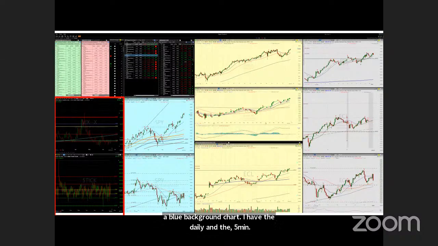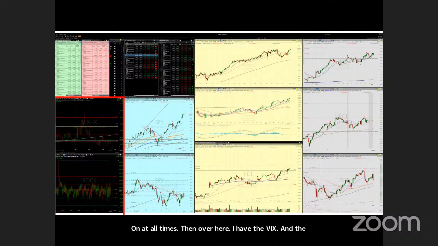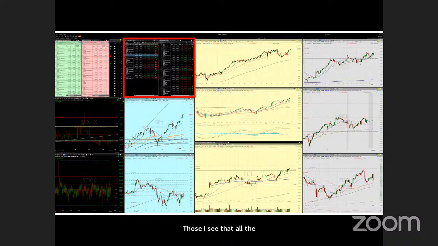Then over here, I have the VIX and the tick chart. Those I see all the time. Up here, and I'll talk more about this, on the left-hand side are flagged items, which are my positions. And then on the right are my watch list items. And those of you in the green room know that I put out each day after about 11:30 what are the ones for consideration.